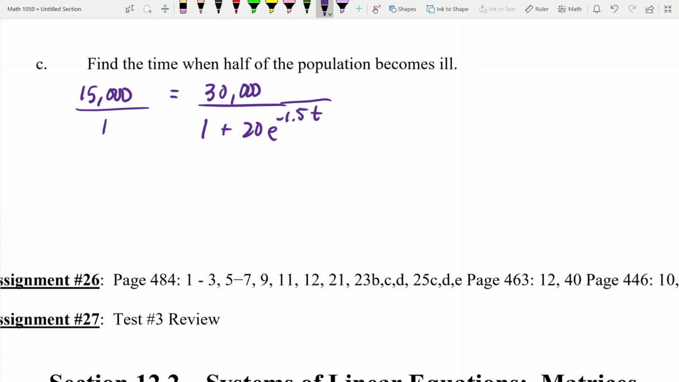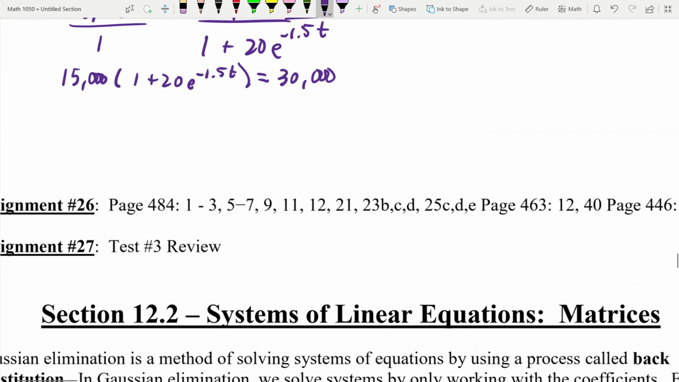Freeze right here. I'm going to show you an awesome trick. Do you see this 15,000? And do you see how it goes perfectly into 30,000? I'm not going to distribute the 15,000. I'm going to cross multiply, but I'm not actually going to distribute. Okay, so watch. Go 15,000, and then go parenthesis. What's across from it? 1 plus 20e to the negative 1.5t is equal to 30,000 times 1 is 30,000. Do you see why I didn't distribute that? What can I do now to make it super clean? Say it again, Sam. Divide by 15,000.